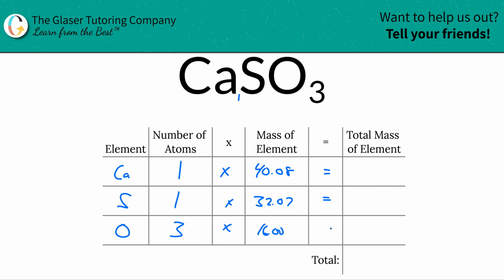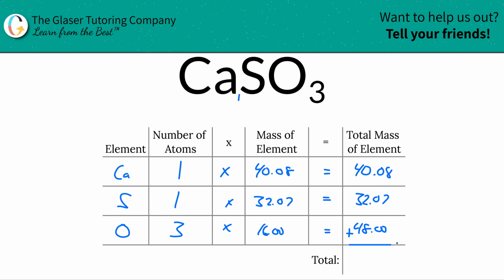Then to find the total mass of each element in the compound here, we're going to take the mass of that element and multiply it by the number of atoms of that particular element. So the total mass of calcium here is 40.08. That's easy. Total mass of sulfur is going to be 32.07. Total mass of oxygen then is 16 times 3. So now that works out to be 48.